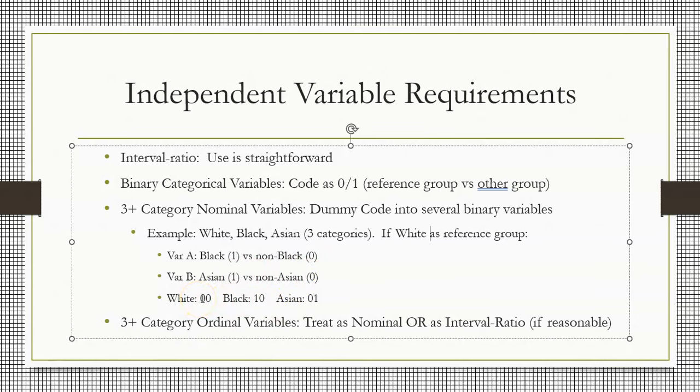The white people will always be coded for these 2 variables as 0, 0. That makes them the reference or baseline group, okay? The blacks will always be coded 1, 0, and the Asians 0, 1. Okay, for the 2 variables, okay?